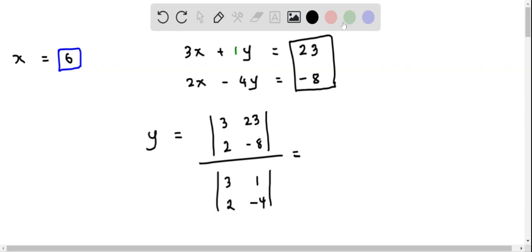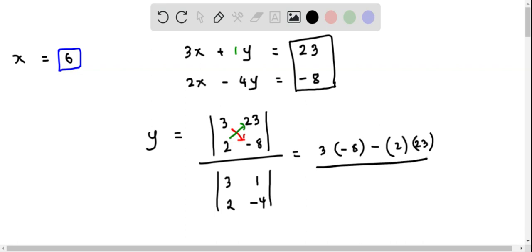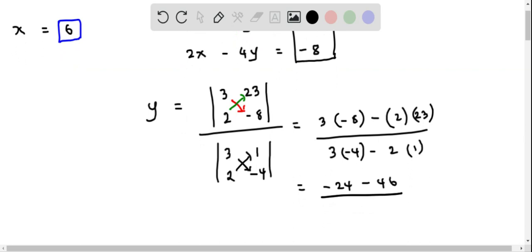And so therefore we use the product of diagonals minus the product of the other diagonal. So it is 3 times negative 8. We then put minus 2 times 23 and divided by, let's evaluate the bottom determinant. So this one is 3 times negative 4 minus 2 times 1. And so this equals 3 times negative 8 is negative 24. And minus 2 times 23 is negative 46. And this is divided by negative 12, negative 2.